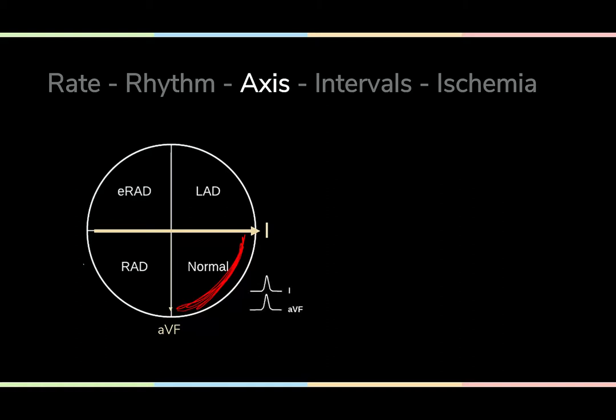Now let's move over to left axis deviation. How about 1 and AVF there? So 1 would be upgoing, and AVF would be downgoing. Correct, because it's moving away from AVF. How about right axis deviation? So 1 would be downgoing, and AVF would be upgoing.